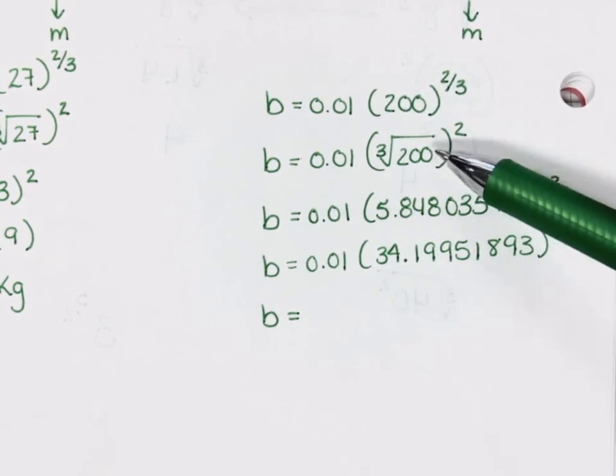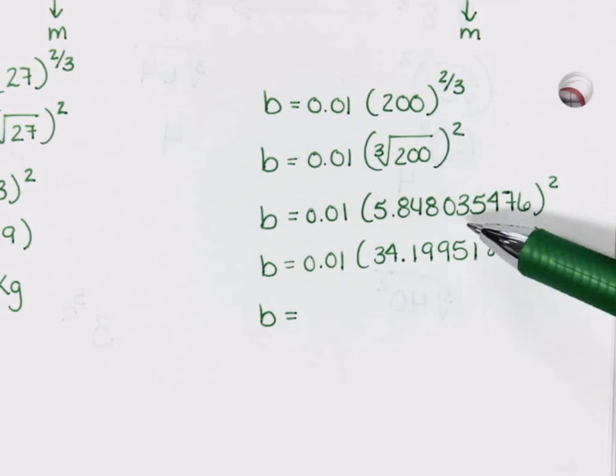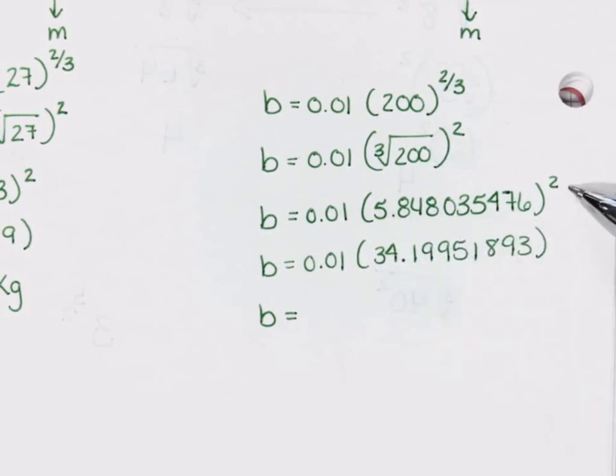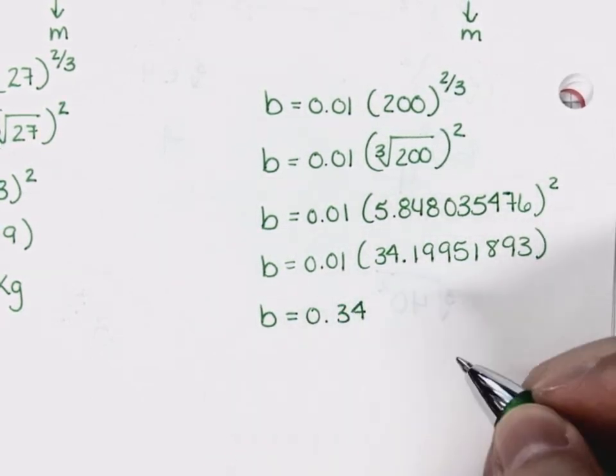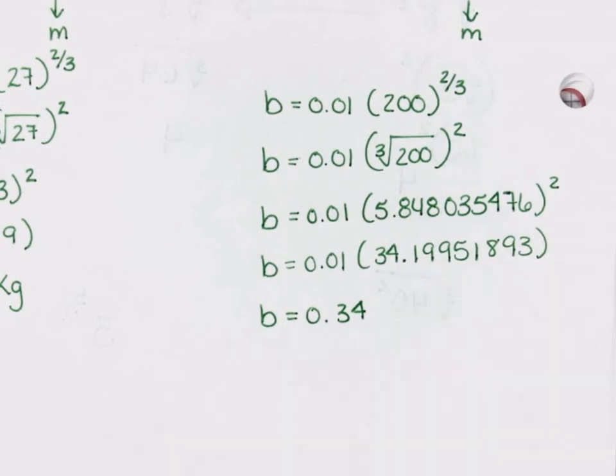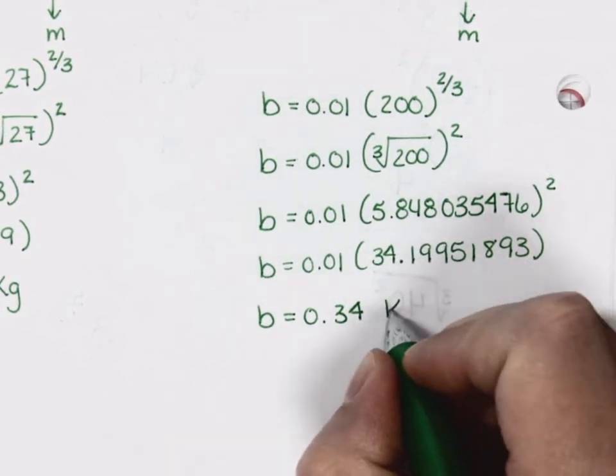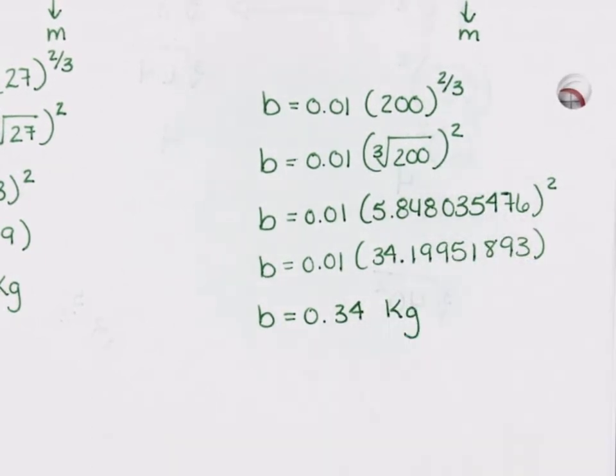I cube rooted it first, and you would know that because the square is still there. Oh, I'm sorry. I couldn't see the square sign. That gives me a heart. We'll round to the hundredths place. I think that's probably good. And I need my units of measure.